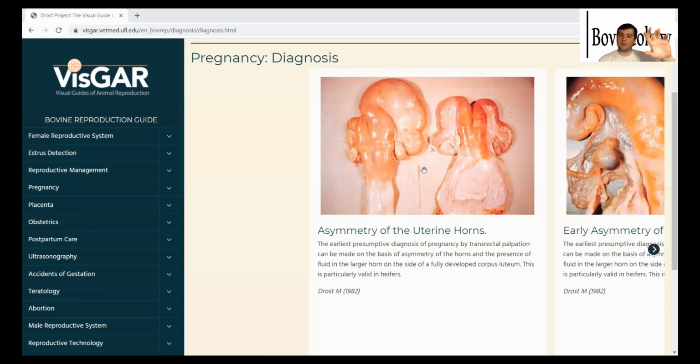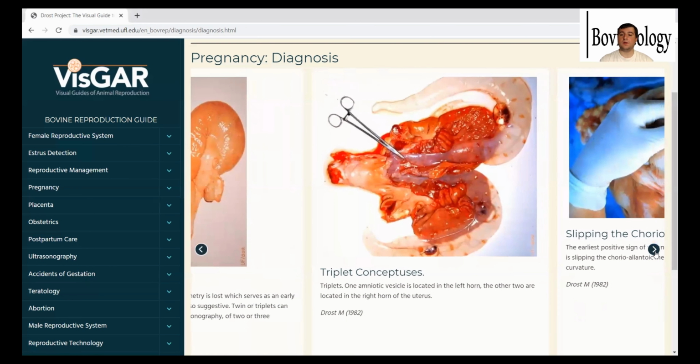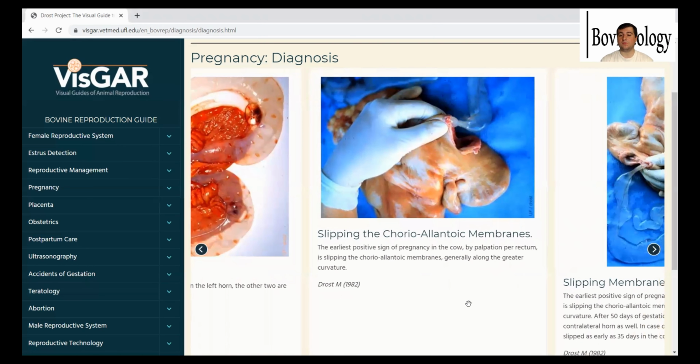As I said, around day 30 after the insemination is when we palpate these animals per rectum. This is another picture of horn asymmetry. This website has so many pictures, and I'm just going to go over the ones that I want to focus on. Otherwise, the video gets too big. But I really advise you to go to this website if you're interested in these topics. You're going to see some great pictures.